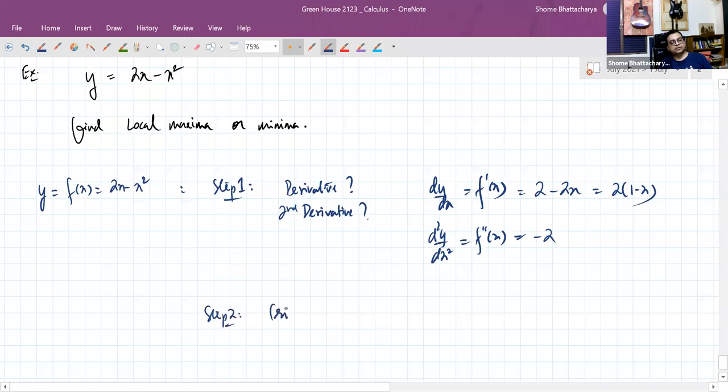Now step 2. Want to find our critical points. So basically we have to solve for derivative being 0. So 2 minus 2x equals to 0. We have x equal to 1. So we have only one critical point.